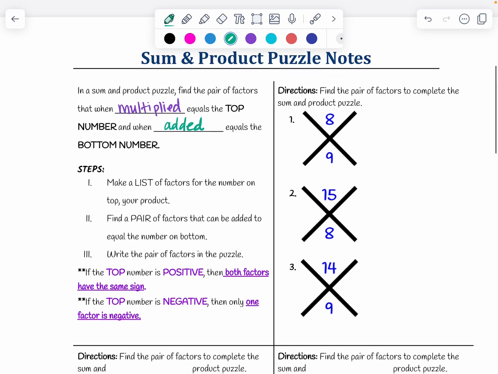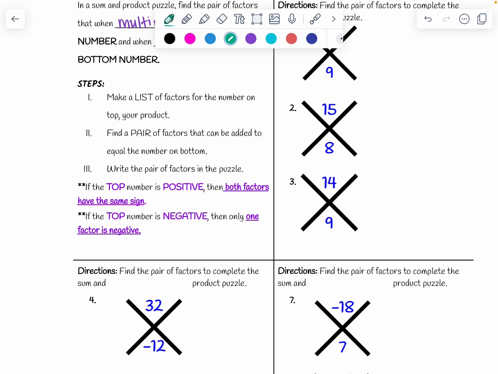So we're going to make a list of factors for the number on top, just like we did yesterday. You're going to find the pair that you could add together to get the bottom. And that will be the solution to the puzzle. So you're going to write the pair of factors inside the puzzle.